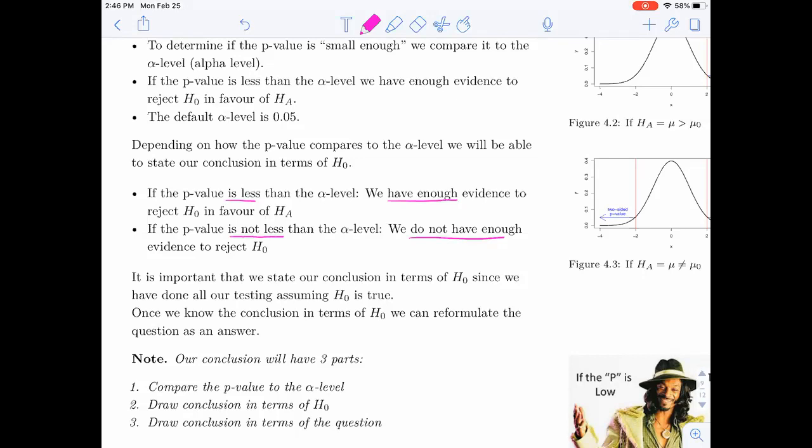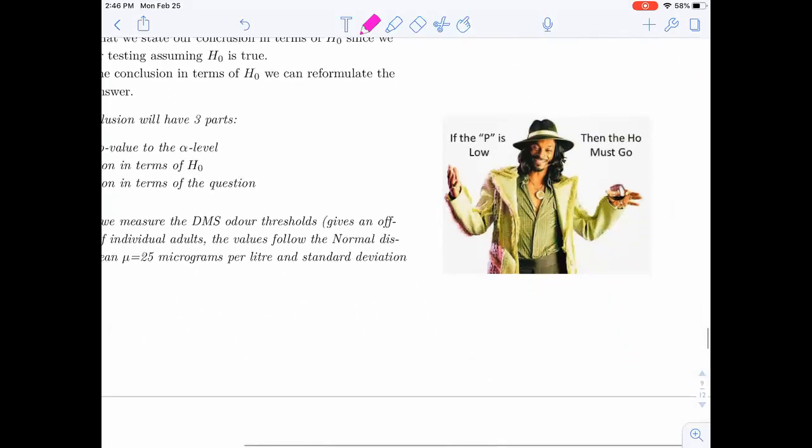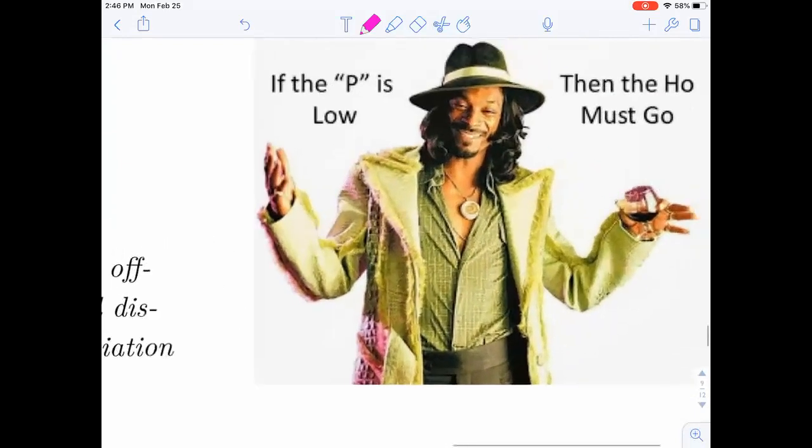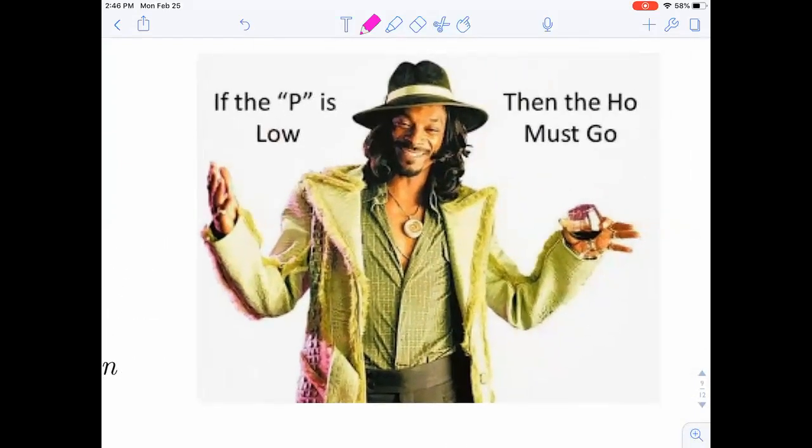Okay. And here's my favorite. I'm pretty proud of this one. If the P is low, then the null hypothesis must go. Has a nice ring to it, I find. Okay. So one, it's really funny. Two, it's actually really helpful. So it's serving two purposes here, right?